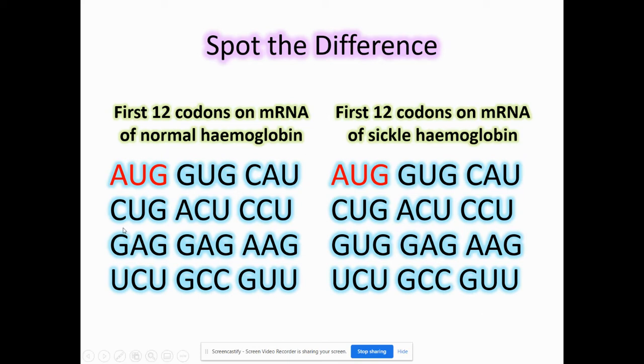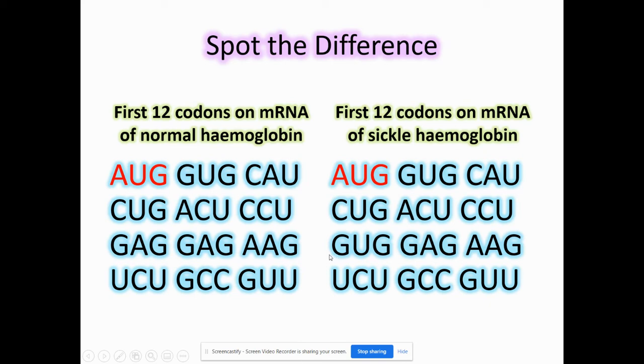So you should be able to see here that this sequence reads GAG and this sequence reads GUG. So this is the 1, 2, 3, 4, 5, 6, 7th sequence. It's the 7th codon on the messenger RNA, and it's been swapped from GAG to GUG. So that means that the normal DNA sequence is CTC, and the 7th triplet on DNA has swapped from what would have been CTC.